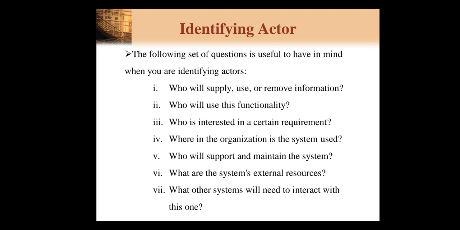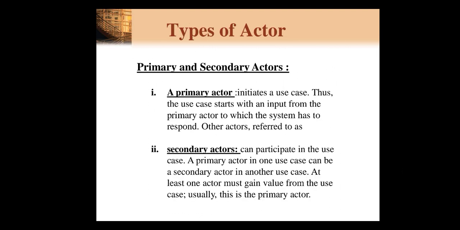What other systems will need to interact with this one? All these questions we have to ask before drawing the use case diagram, to identify the actors that I have to draw for the use case diagram. Now, types of actor. There are two types of actor. The first is called the primary actor and the second one is the secondary actor.